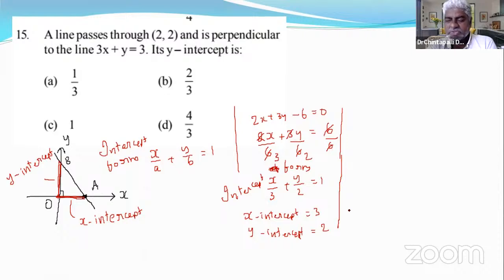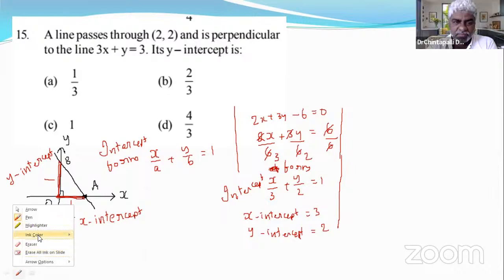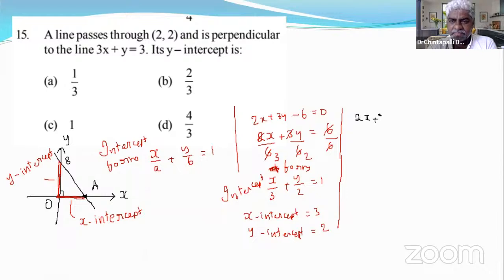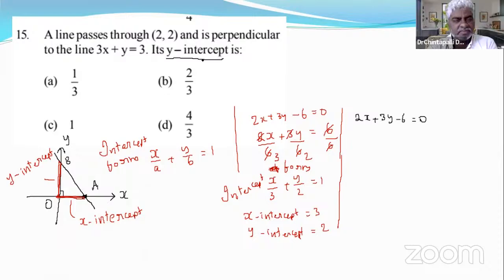And there is another method to know x-intercepts and y-intercepts directly. For example, the given equation is 2x plus 3y minus 6 is equal to 0. In the previous calculation, we understood that x-intercept is 3. Without converting the given equation into intercept form, we can find the x-intercept as well as the y-intercept.